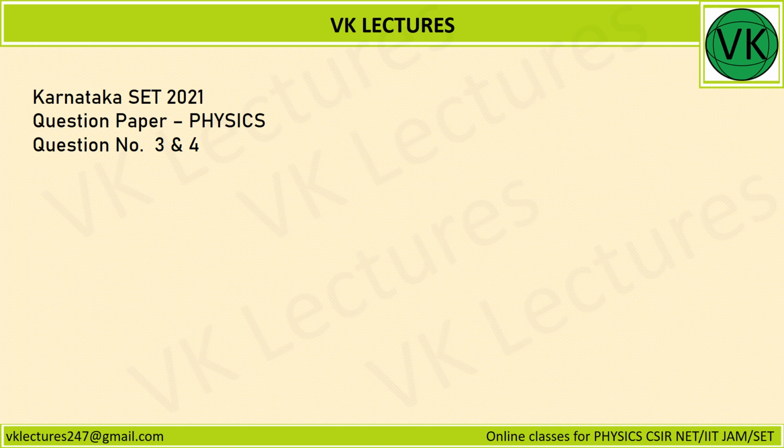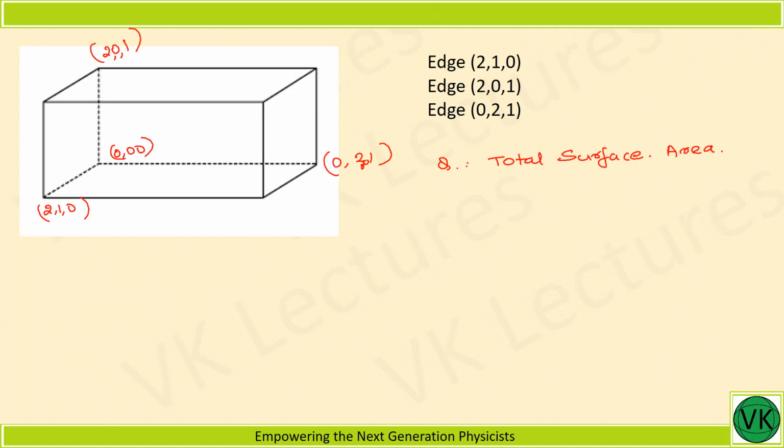Let us do the next two questions from the Karnataka set 2021 physics question paper. Before going to the question, let us get the answers to the previous questions. This is 210, 201 and 021.